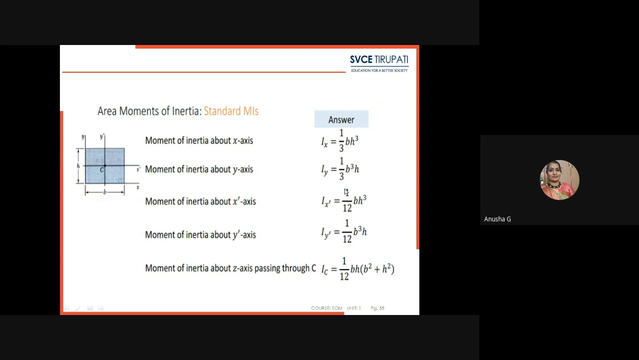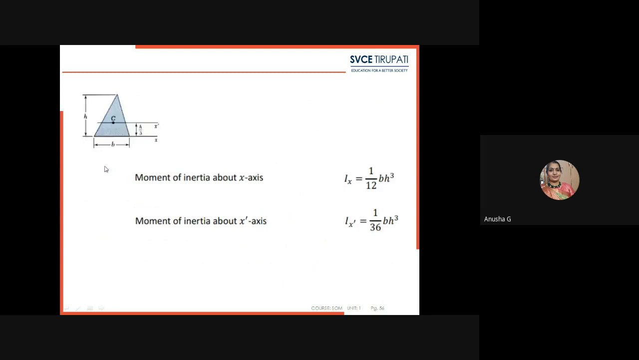Whether we consider from the bottom, it is bh cubed by 3; whether we consider from the centroid, it is bh cubed by 12. Similarly, you can go for the triangle shape. The moment of inertia for the triangle about the x-axis, meaning from the bottom, our formula is bh cubed by 12. If you consider from the centroid, this will be the x dash axis, and then our formula will be bh cubed by 36.